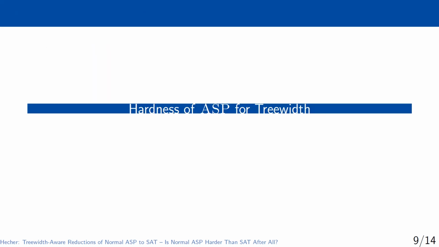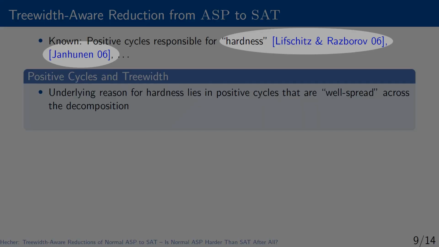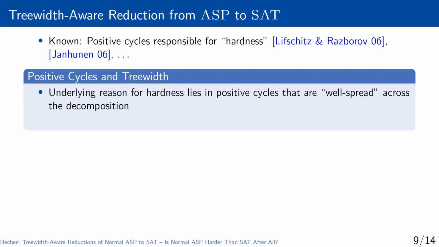Okay, now we collected everything we need for discussing the hardness of ASP for Treewidth, or for discussing why ASP is indeed slightly super exponential for Treewidth. Okay, so what has been known for a long time is that positive cycles are somewhat responsible for the hardness of evaluating programs. However, in the classical complexity, these cycles are mainly an issue if one wants to preserve all the answer sets, and still this only causes a subquadratic overhead.